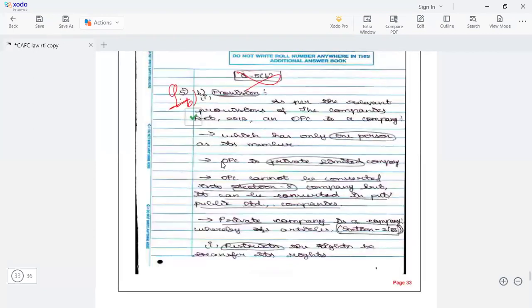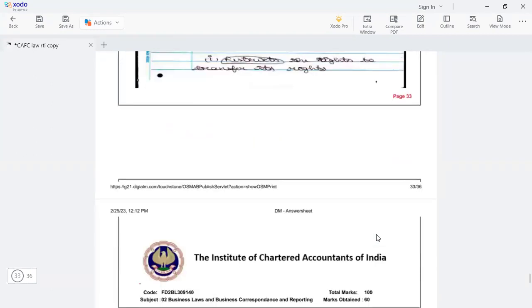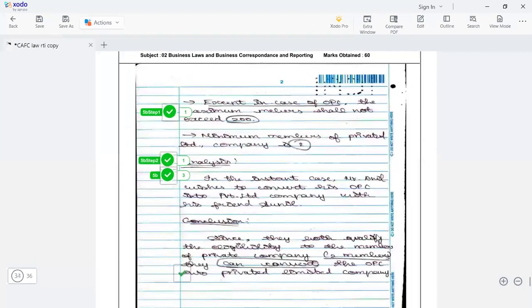Now, the one-person company provision was asked. They have correctly mentioned OPC companies, how many people are there as a member, private limited, and that a section 8 company also can be made. Then the private companies definition, etc. is given over here. Then the facts of the case, again the analysis part is given, and the conclusion of the answer. This person has scored 3 marks in this question.